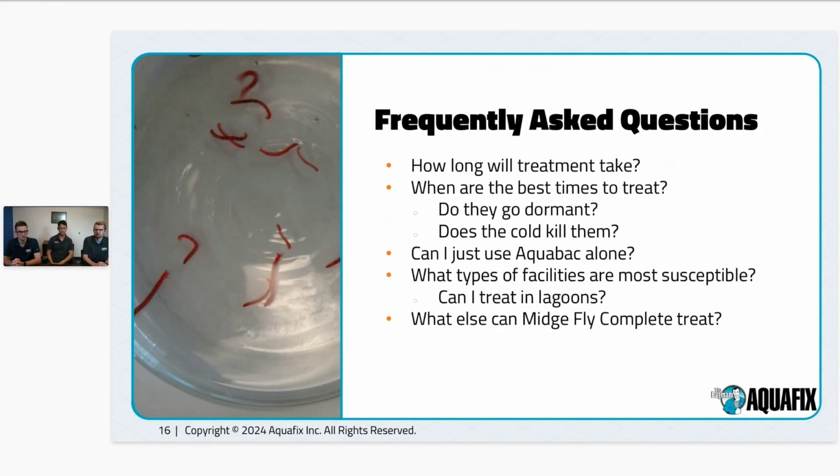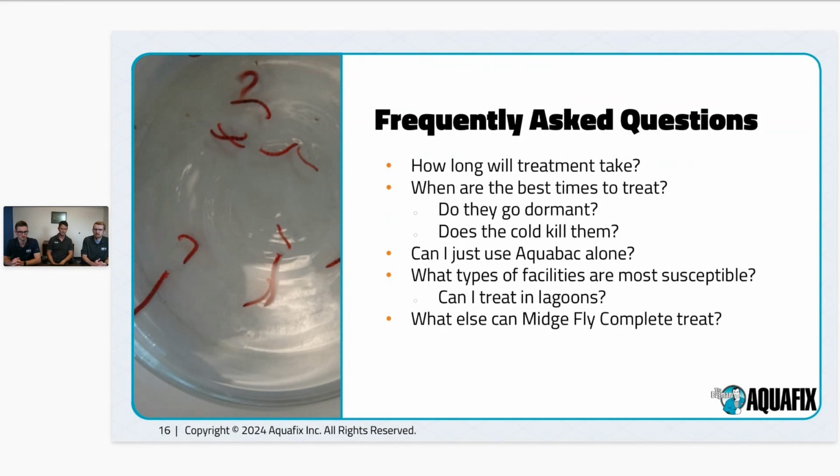Can I treat it in lagoons? Yes, lagoons also are still susceptible with the solids. It's another good home. We have treatments similar, exactly kind of what you would treat with an aeration basin. Just a little bit heavier dosing, because it depends on the size and volume of water. And if you have a lagoon and midge flies, we'd be happy to take a look and start working with you for treatment.